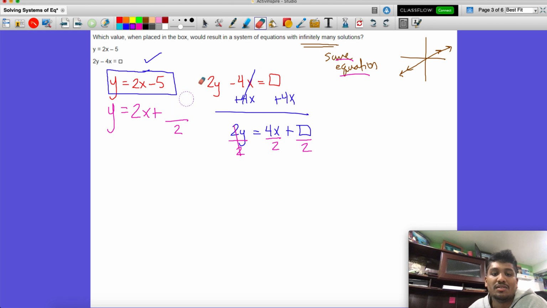Well, let's start with the first part. If I were to put a 10 here, 10 divided by 2 is 5. It's not minus 5. So if I put a negative 10 there, now this would become y equals 2x minus 5. So inside of your box, the answer would be a negative 10.